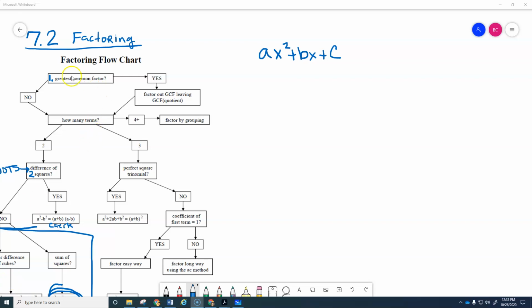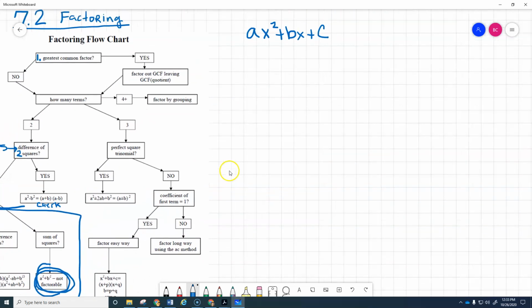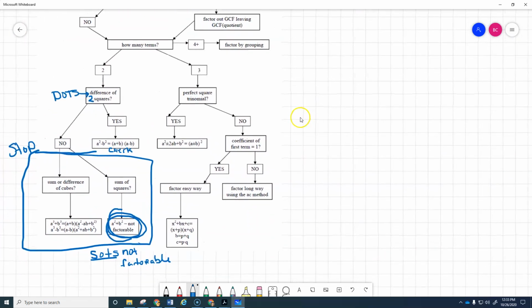Okay, where are we in the flow chart? We have covered taking out a greatest common factor. We have covered what to do if it has two terms. After you factor out the greatest common factor, we've talked about the difference of two squares and how to factor that. And if it's not the difference of two squares, then right now we don't know what to do with it if it just has two terms.